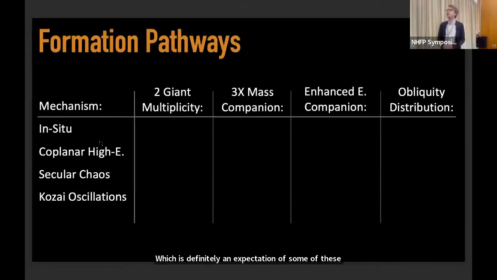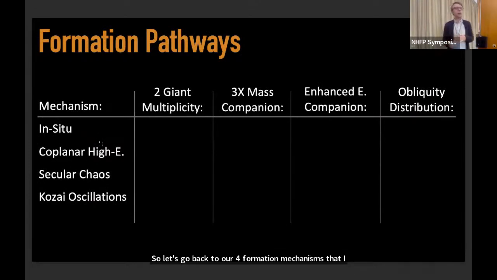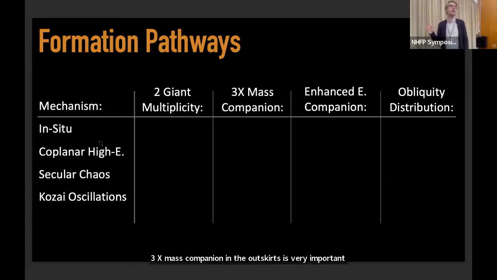So let's go back to our 4 formation mechanisms that I stated at the beginning. We have in situ, coplanar high eccentricity migration, secular chaos, and Kozai oscillations. And these are the different features that I've talked about today: 2 giant planet multiplicity is common, a 3x mass companion in the outskirts is very important for hot Jupiters, and an enhanced eccentricity component in the companions we also identified.